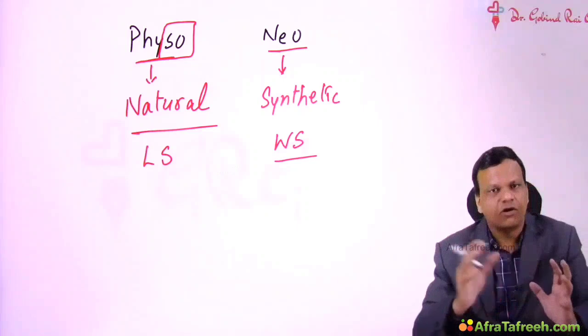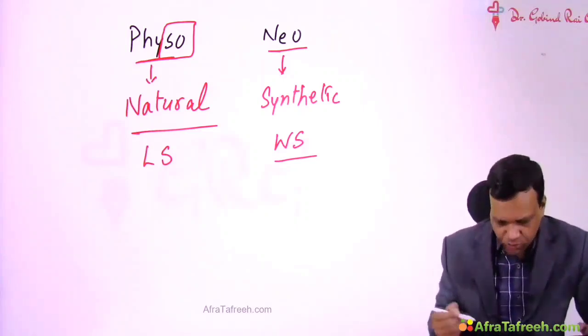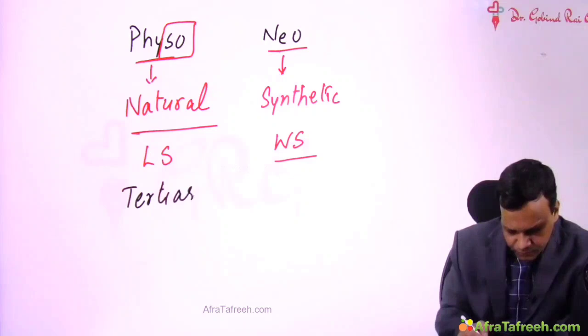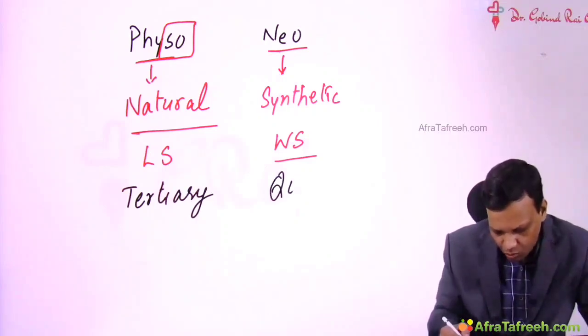Now why are they lipid or water soluble? You can understand the basic concept. Physostigmine is a tertiary amine, whereas neostigmine is a quaternary amine.